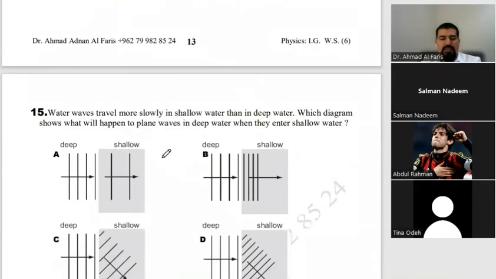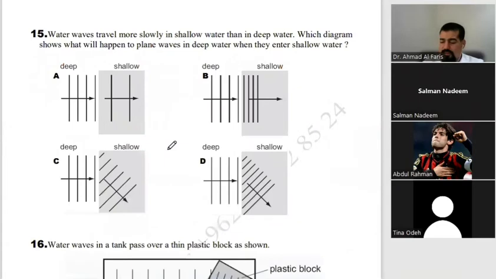Okay. Number 15. Welcome, Salman. From deep water to shallow water, which one is the correct answer? You can see that the water waves reach the barrier without an angle, so they cannot change their direction. So C and D are not correct. But we know that in shallow water, what happens to the wavelength? Yes, the wavelength decreases, exactly. So the correct answer is bravo, is B.